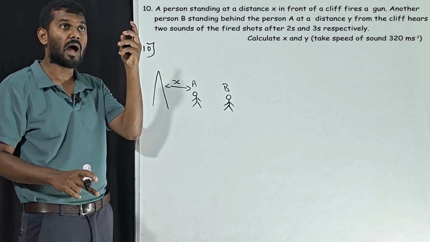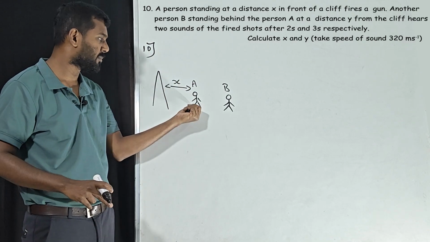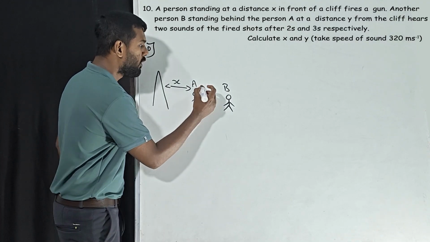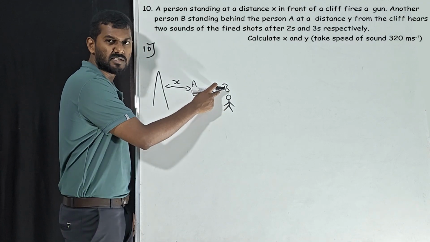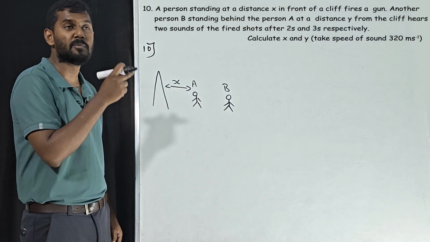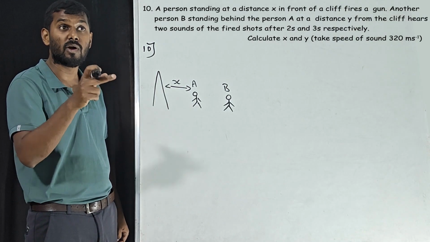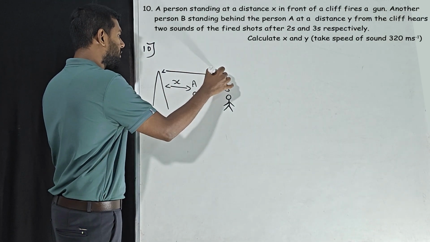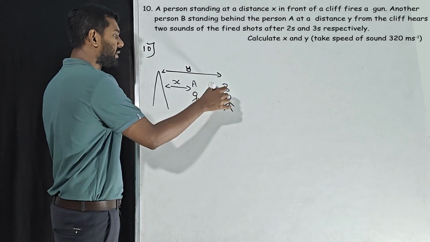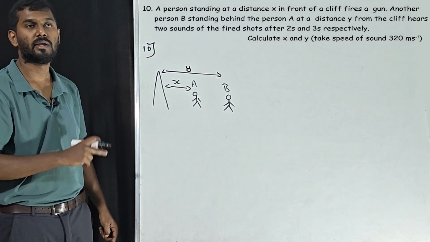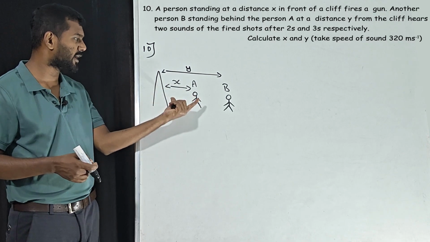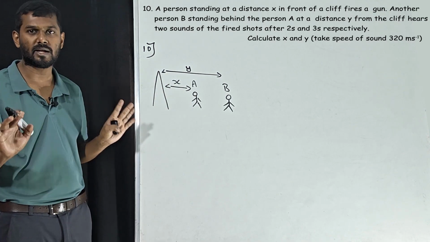If they mention a person B standing behind the person A at a distance of y from person A, it means only the distance between them is y. But here it is clearly mentioned that the distance y is from the cliff. So from the cliff till the person B, it is distance y. This is very important. If you draw it properly, then you will get the correct answer.